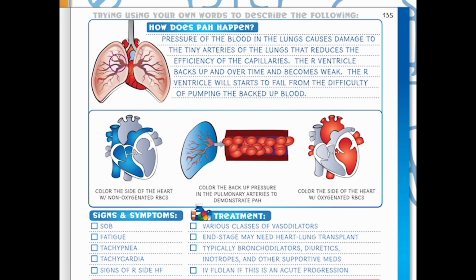And then there is this IV Flolan, and this is if this pulmonary arterial hypertension gets severe enough. So this patient would be sent home with this IV pump. We can give it in the hospital, and this medication has such a short half-life that they need this continuous infusion of this vasodilator to help open up all of these blood vessels.